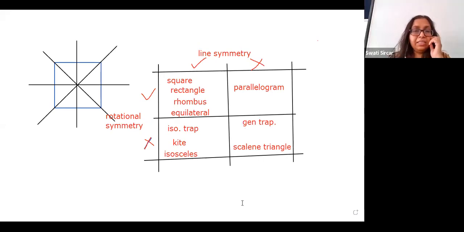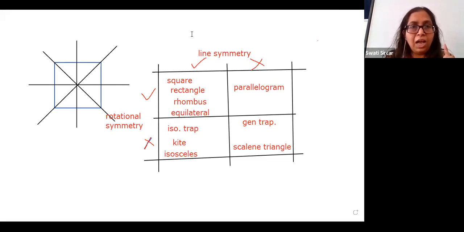Very interestingly, in case of triangles, you do not have a triangle which has rotational symmetry but not line symmetry. Parallelogram is the smallest polygon which has that property. Now, I want to leave you with this thought: if you flip this question, right now you are looking at different types of quadrilaterals and trying to put them in these different boxes.